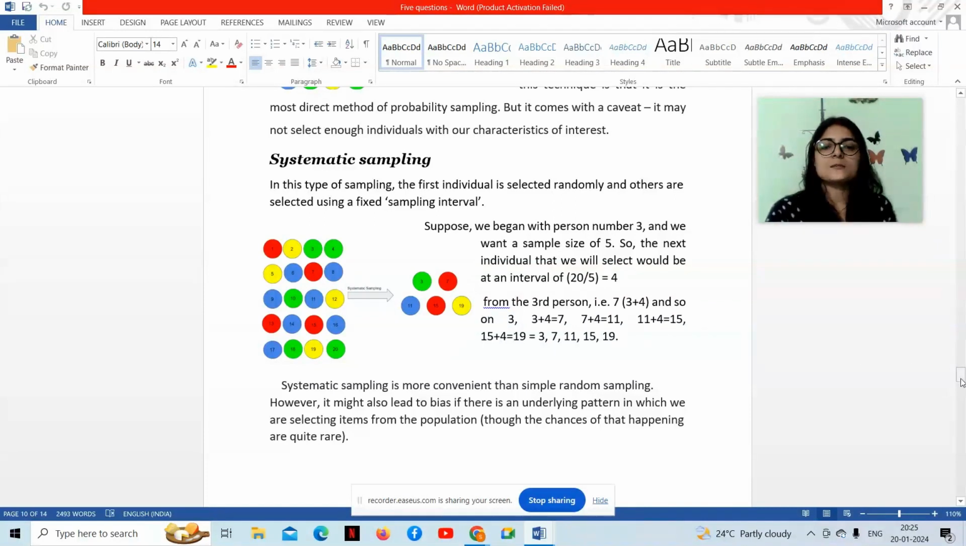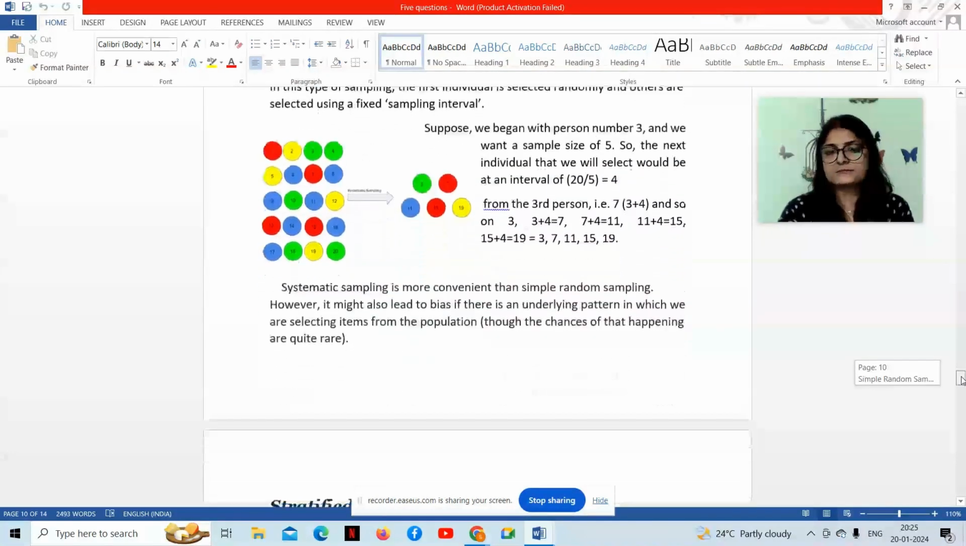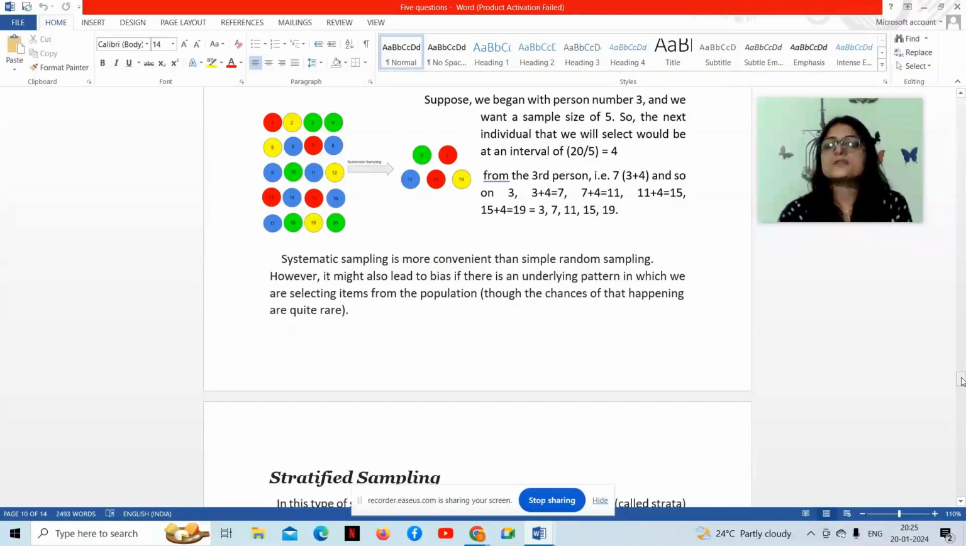Systematic sampling is more convenient than simple random sampling, because we are choosing the sampling after a fixed interval.